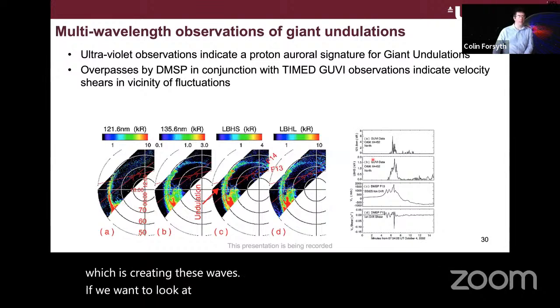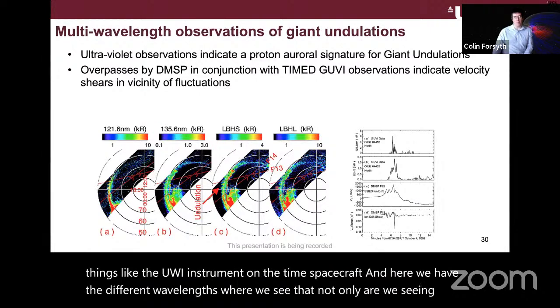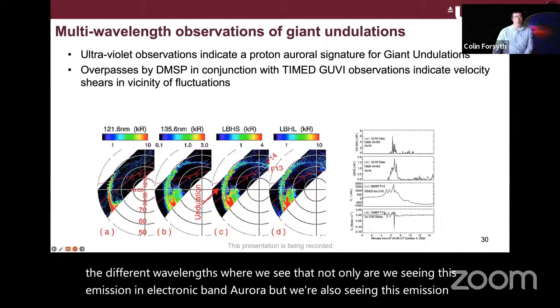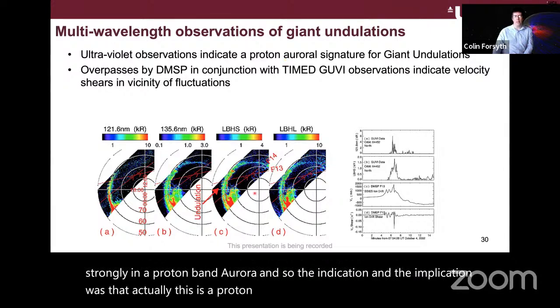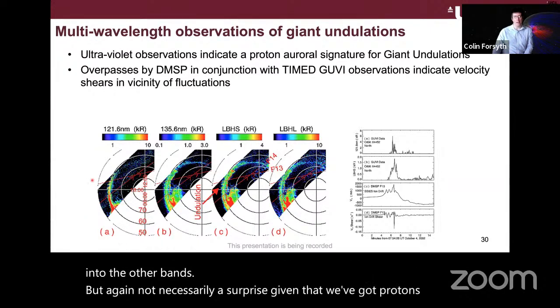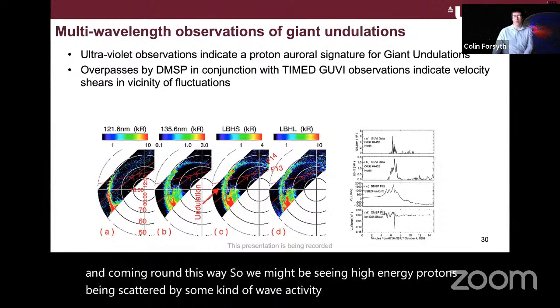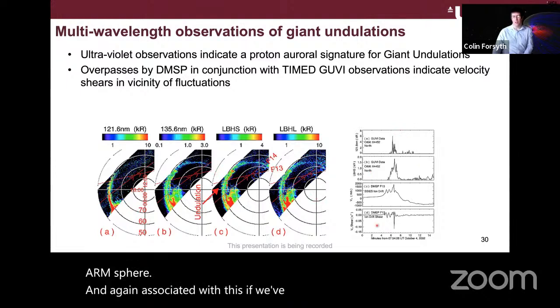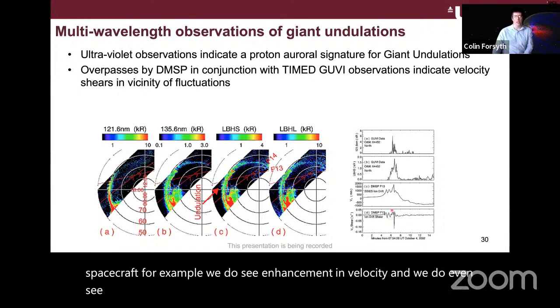If we want to look at these in different wavelengths, we can do that using things like the GUVI instrument on the TIMED spacecraft. And here we have the different wavelengths where we see that not only are we seeing this emission in electron band aurora, but we're also seeing this emission very strongly in a proton band aurora. And so the implication was that actually this is a proton signature that maybe leaks into the other bands. And so again, not necessarily a surprise given that we've got protons injected and coming round this way. So we might be seeing high energy protons being scattered by some kind of wave activity to give us this feature in the ionosphere. And again, associated with this, if we've got overpasses by the DMSP spacecraft, for example, we do see an enhancement in velocity, and we do even see an ion drift shear in this region as well, which again might hint at that Kelvin Helmholtz instability.